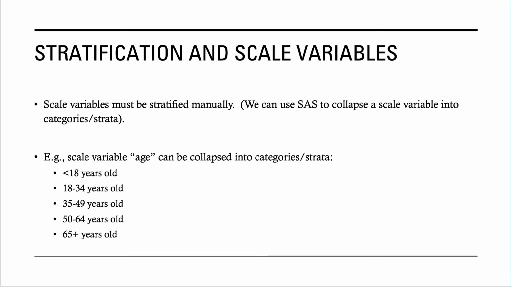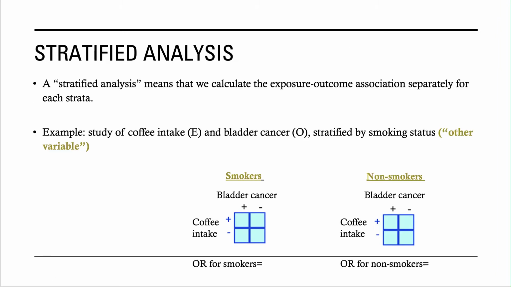If we had a scale variable, we would have to use SAS to collapse it into categories or strata. So for example, if we had age in years, 1, 2, 3, 4, 5, 6, 7, 8, 9, 10, etc., we could collapse it into, say, 5 different categories. A stratified analysis means that we calculate the exposure-outcome association separately for each strata.